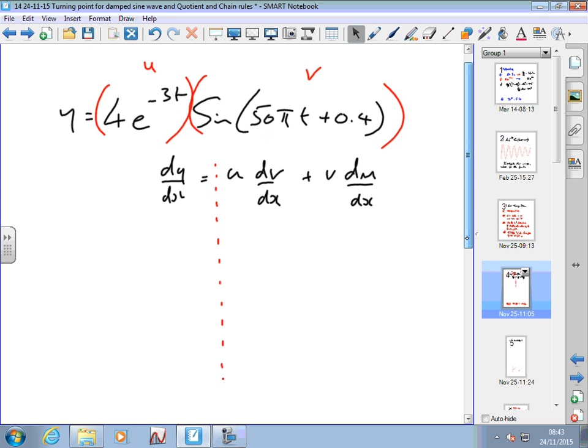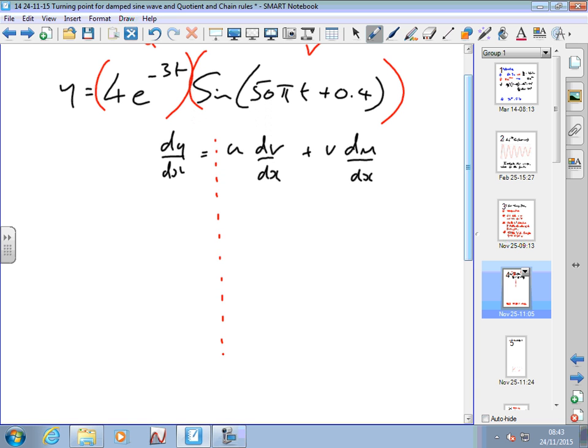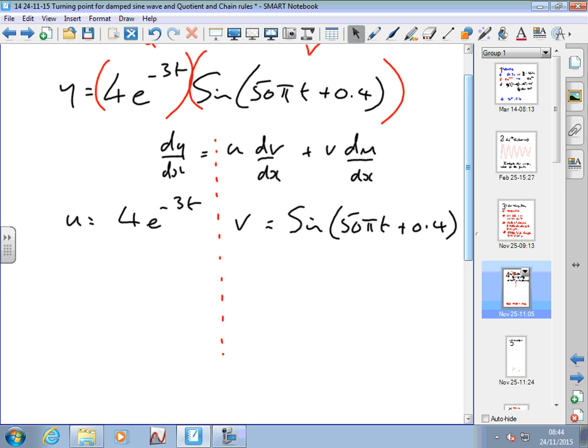So we take u and we differentiate it. And we take v and we differentiate it. So the differential of u, using our table of common differentials: bring the power down, multiply by the number in front. So du by dt is minus 12e to the minus 3t. That one's easy enough.